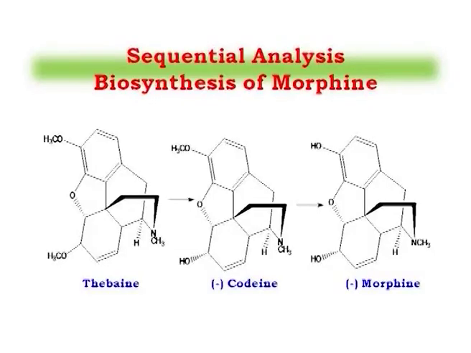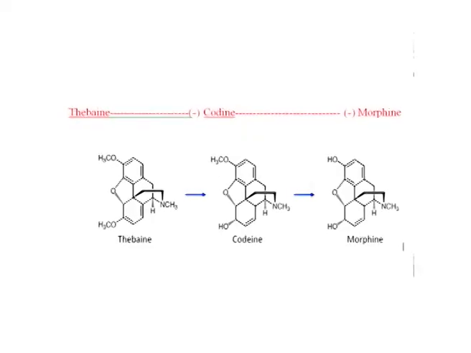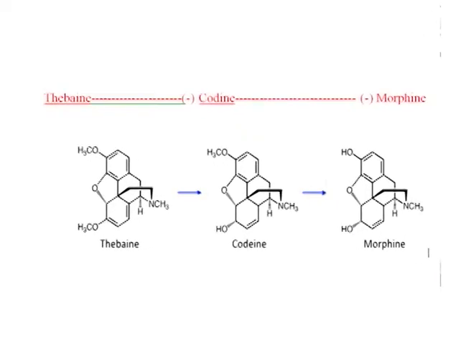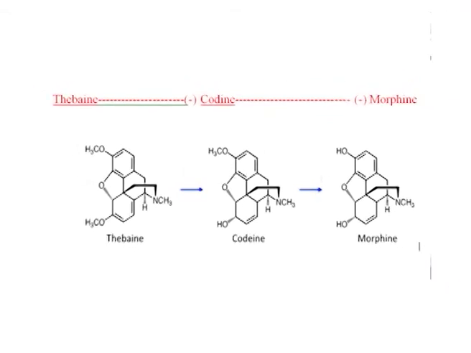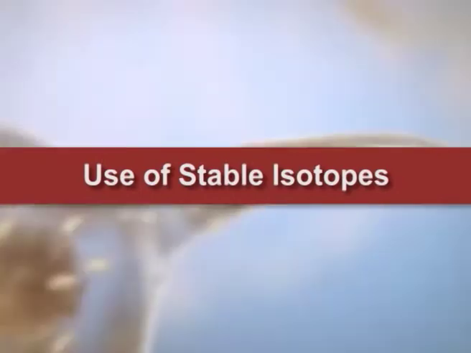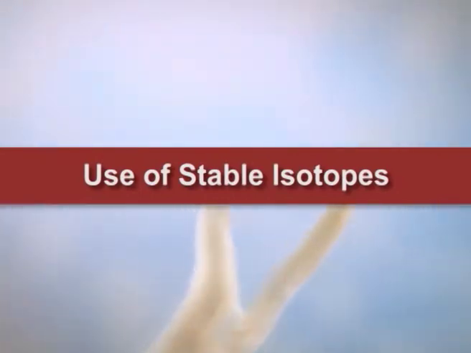Sequential analysis method is also employed for the investigation of biosynthesis of morphine from thebaine in Papaver somniferum. The sequence of events takes place as follows: thebaine is converted into codeine, and codeine gets converted into morphine. Last method, that is use of stable isotopes.